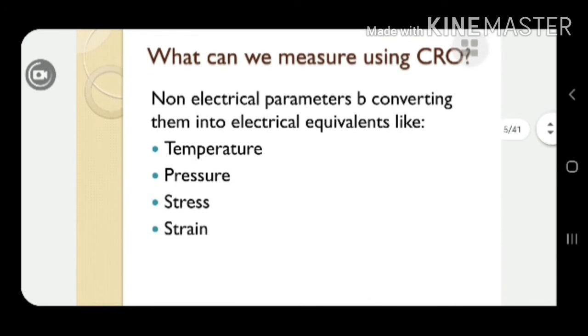Apart from the electrical parameters of the electrical signals, CRO can also be used to measure non-electrical parameters, but first we need to convert them into electrical equivalents by making use of a transducer. Why? Because this is an electronic measuring instrument. And what all things can you measure? The non-electrical parameters that can be analyzed using CRO consist of temperature, pressure, stress, strain. Any other non-electrical parameter can also be analyzed and measured, but first you need to convert them into electrical equivalents by making use of a transducer.